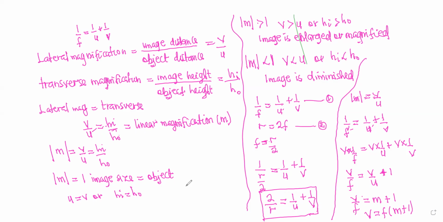Frank, your hand is up. Sir, please, why multiply each term by V? No, we just want to have within the equation V over U. We can also decide to multiply through by U. So we multiply through by V because we want to have V over U to enable us substitute the linear magnification.